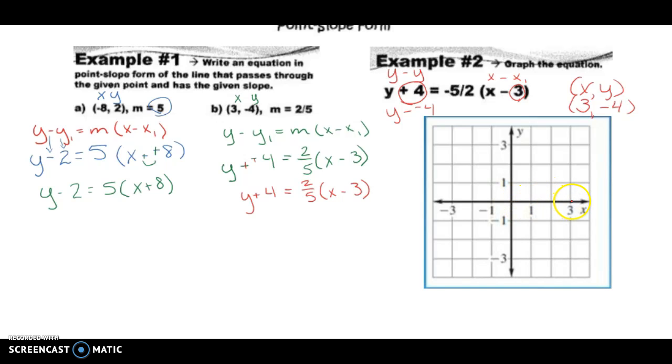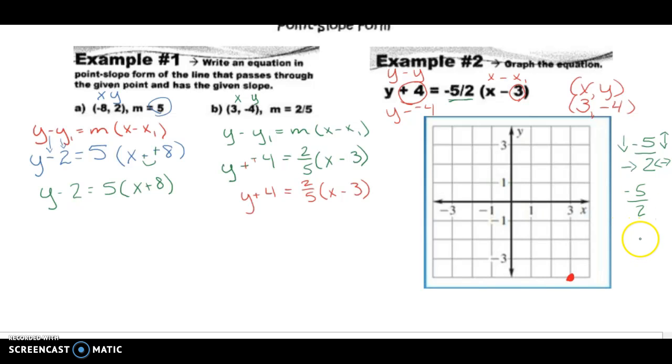So now I'm going to go over positive 3 and down 4 and make my first dot. Then I'm going to look and see, okay, what is my slope? Well, my slope is negative 2/5, remember, or 5/2. Remember, if we are looking at our slope, the 5 is going to tell us whether we're going to go up or down, and the 2 is going to tell us left or right. And this one is a negative, so that makes the 5 going down and the 2 going in a positive direction. So I would have a negative 5 over a positive 2.